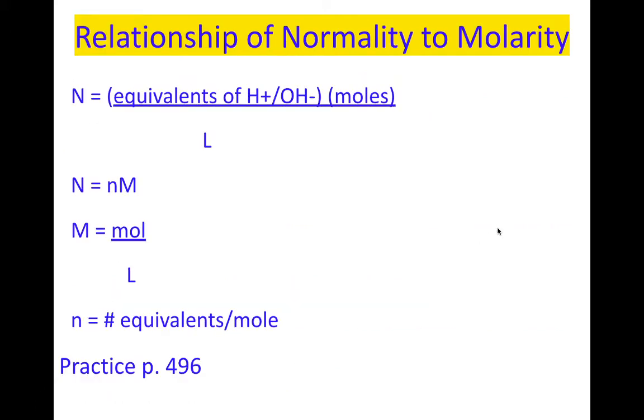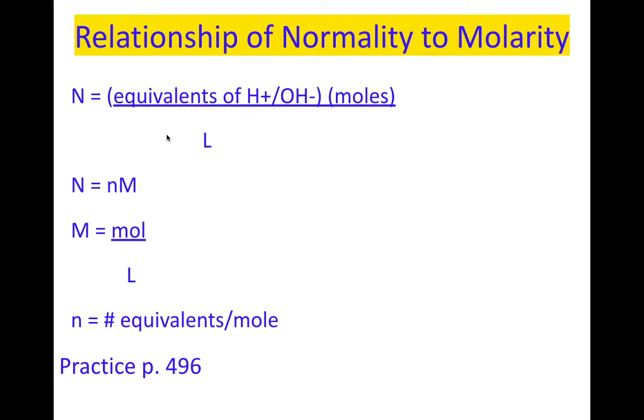So when we look at solution concentrations, we've already learned several ways we can express solution concentration. We've looked at percent by mass, molality, and molarity. Another thing that we can look at is normality. The normality is the number of equivalents of an acid or base, so the number of equivalents of hydroxide ions or hydrogen ions, times the number of moles over the number of liters.